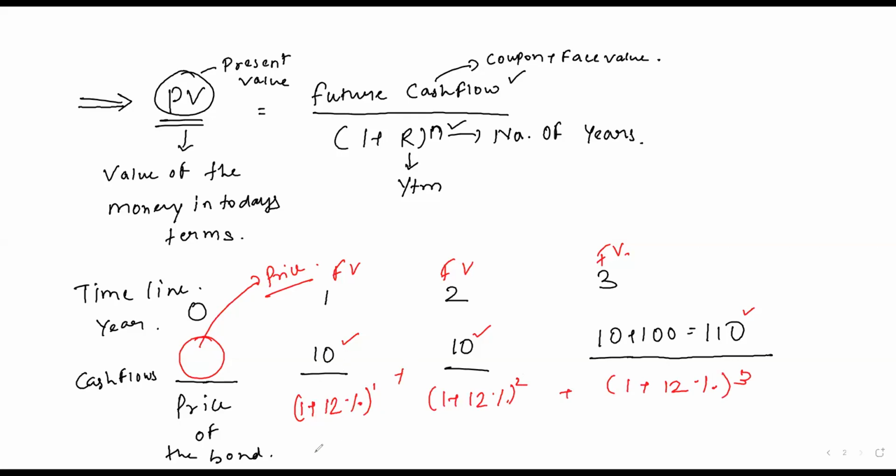Try to calculate the values of these 3 elements, add them and give me what is the value. Try to calculate the value of these 3 elements: 10 divided by 1.12, 10 divided by 1.12 square, and 110 divided by 1.12 cube. Everyone, please try solving this.